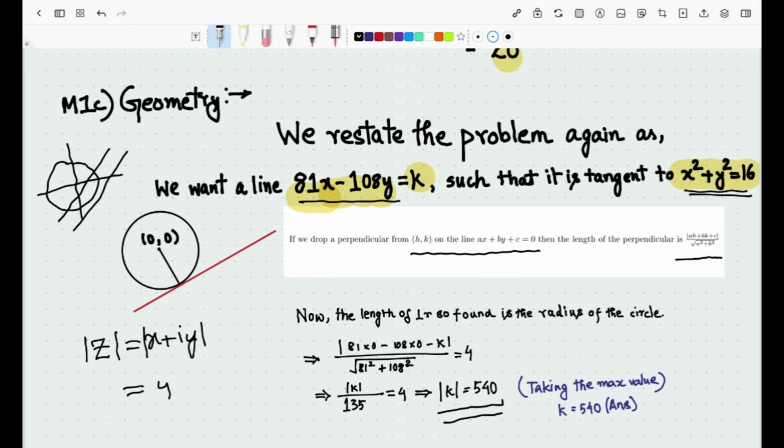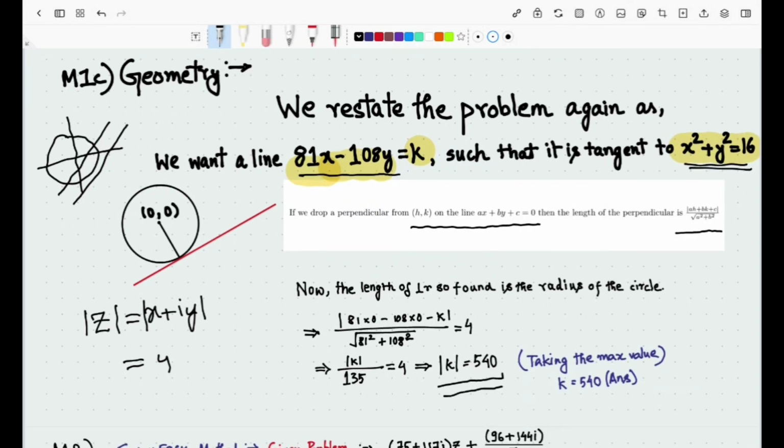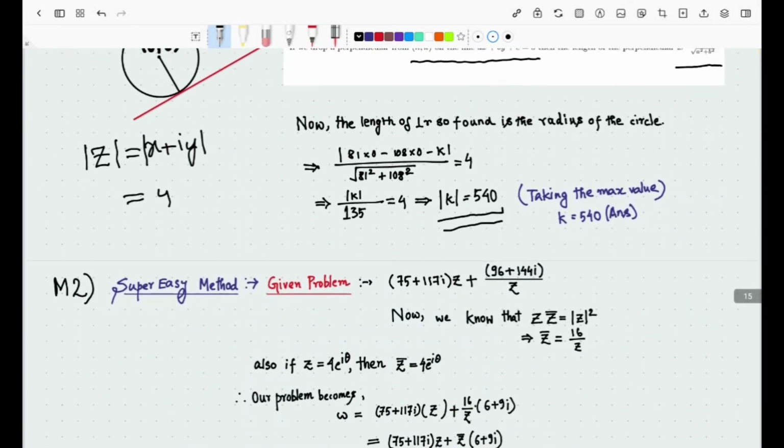So that is the solution so far. Now, as I have promised that I will be providing a much simpler solution than all of this, so here it is.